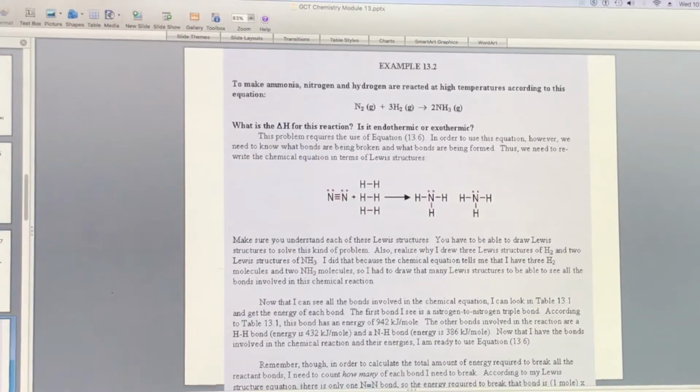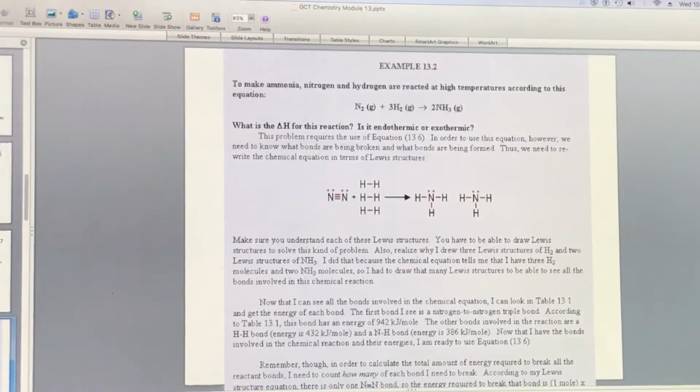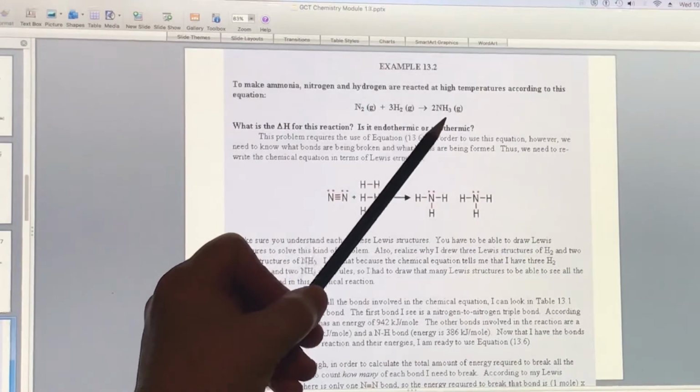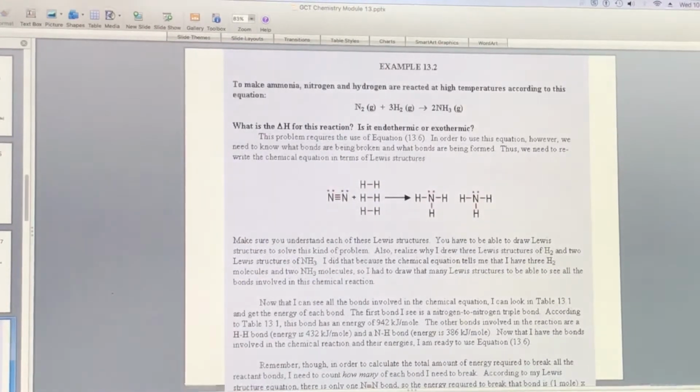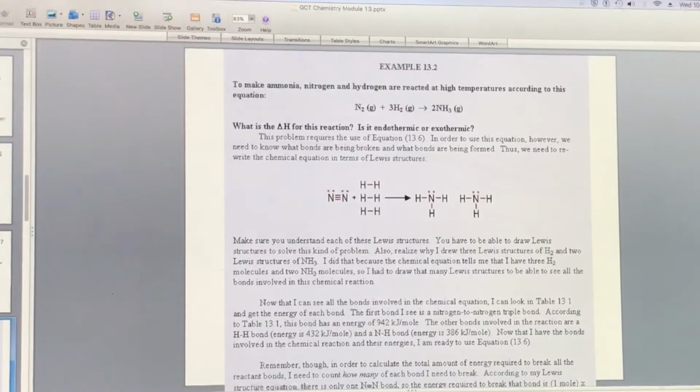All right, now let's look at example 13.2 in your book. I am just checking the page number, and we are on 457. The problem starts off like this. It says, to make ammonia, which is NH3, nitrogen and hydrogen are reacted at a high temperature according to this equation. The equation is provided at the top. What's the delta H for this reaction? Is it endothermic or exothermic?